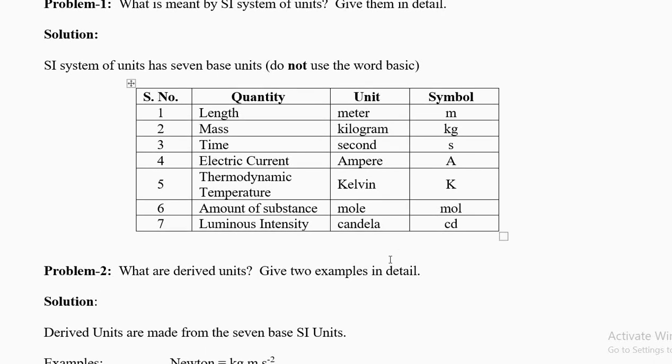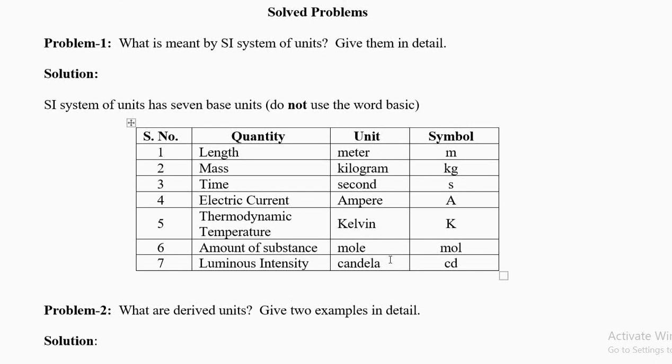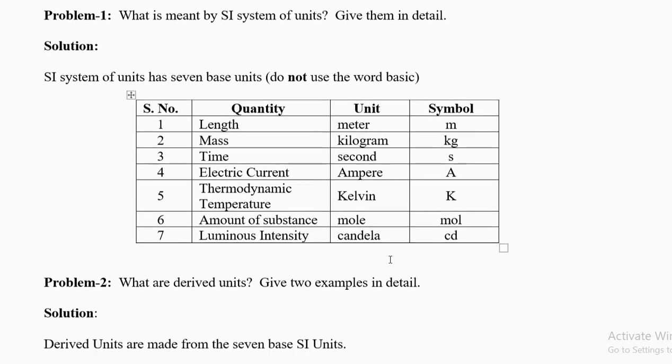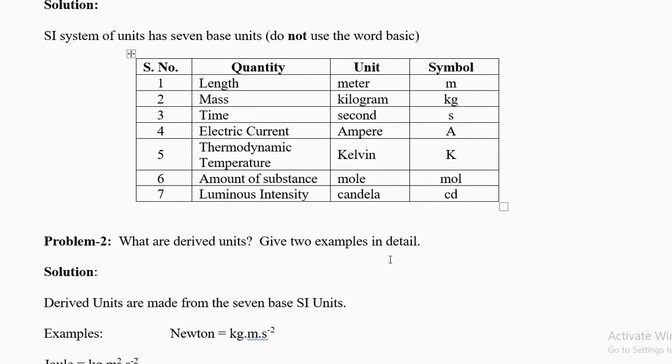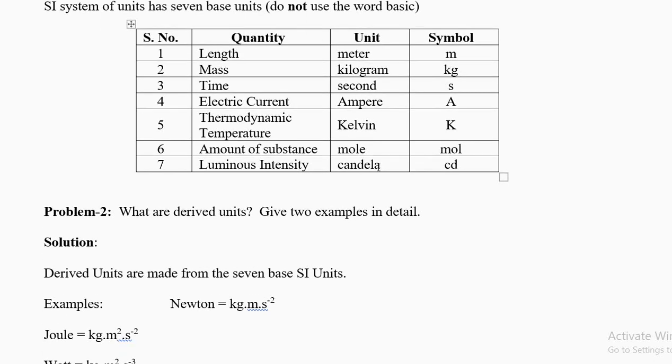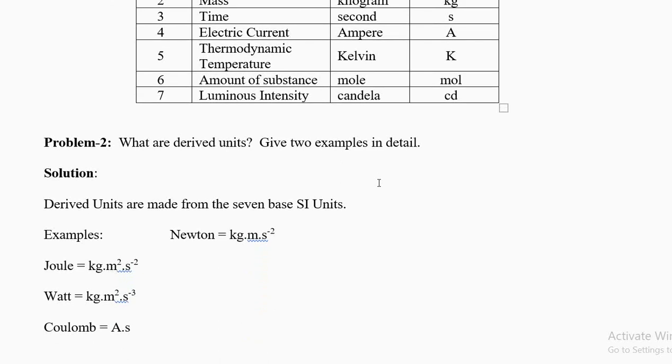See, we have to list all 7 of them whether we use them or not. The system is complete with 7 base quantities and 7 base units. Now this is one type of question you have. You don't have to worry about the exact definition of these quantities, but you should know them. Problem 2. What are derived units? Give 2 examples in detail.